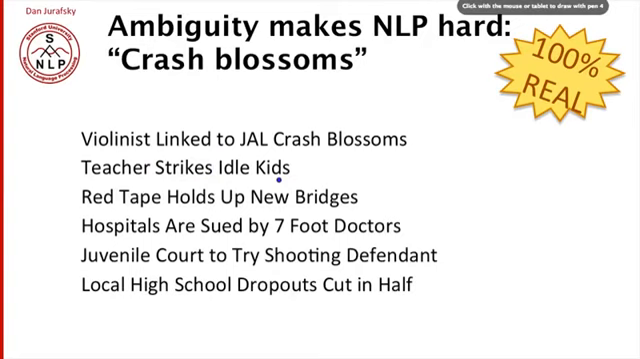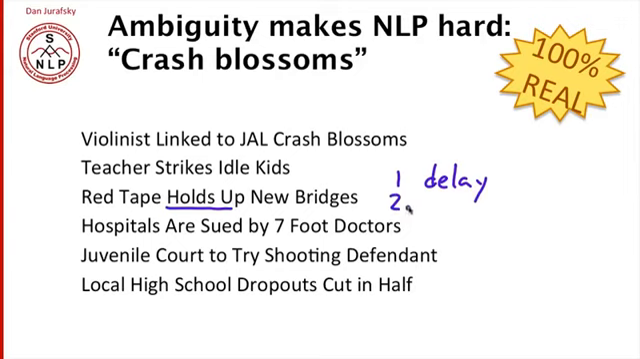Another important kind of ambiguity is word sense ambiguity. So in our third example, "Red tape holds up new bridges," the writer intended "holds up" to mean something like delay. We'll call that sense one of "holds up." But the amusing interpretation is the second sense of "holds up," which we might write down as "to support." And now we get the interpretation that literal red tape, as opposed to bureaucratic red tape, is actually supporting a bridge. And we can see lots of other kinds of ambiguities in these actual headlines.